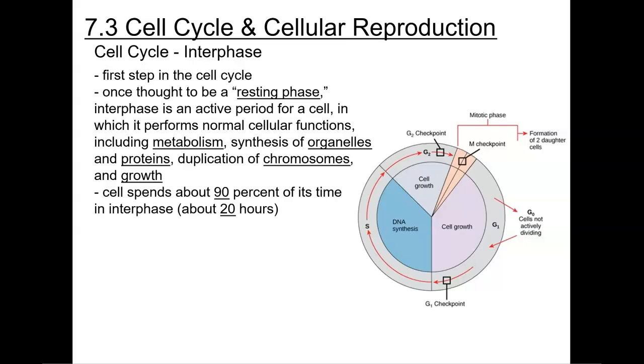The first step in the cell cycle is interphase, once thought to be the resting phase. That's actually going to be an active period for the cell. That's where it performs its normal cellular functions. That includes things like metabolism, making organelles, synthesizing proteins, duplicating chromosomes, and just simply growing and doing what it does as a cell. It's going to spend about 90% of its time in interphase, which is about 20 hours.